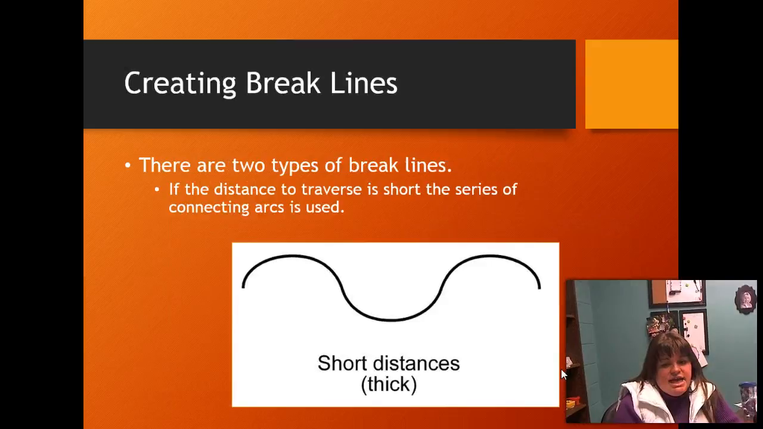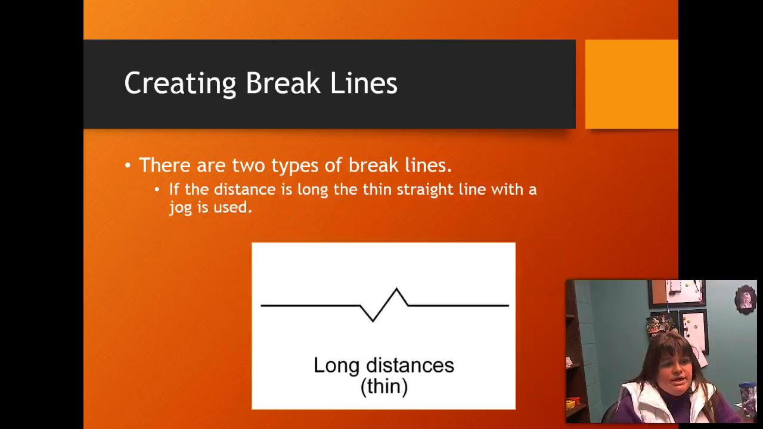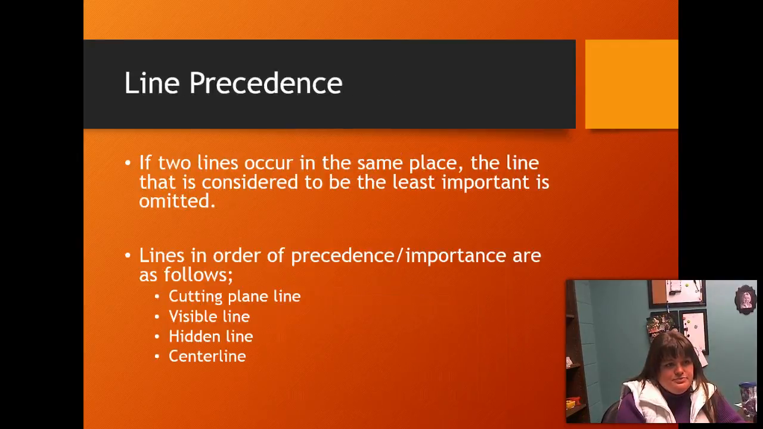So there's two different types of break lines. You've got one here that's kind of a short break line where you see the arcs. If you have longer break lines, you may see one that looks like this. It kind of looks like a heartbeat. Jog line is sometimes what that one is referred to. So two different types, they're both break lines.